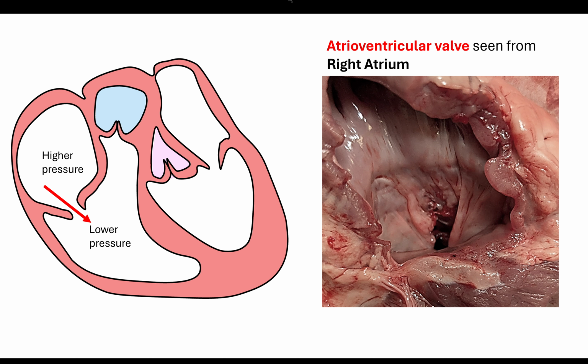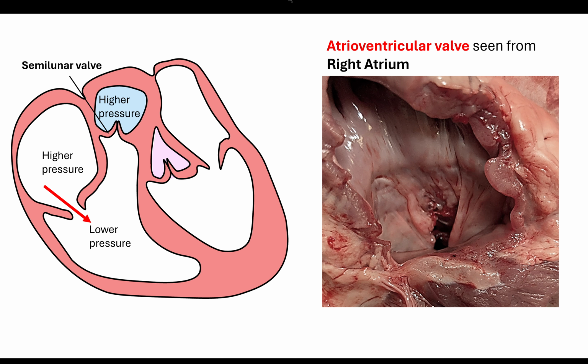So when the heart is relaxed, when it's in what's known as diastole, the blood is trickling in from the veins into the atrium, and it's trickling down into the ventricle because those valves are only slightly open. Now it's important to note that the pressure in the atrium is greater than the pressure in the ventricle, which is why that valve is open.